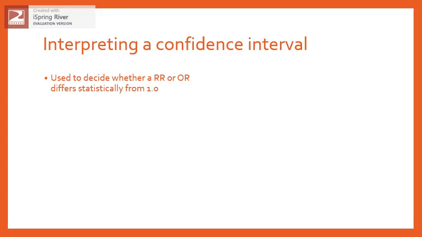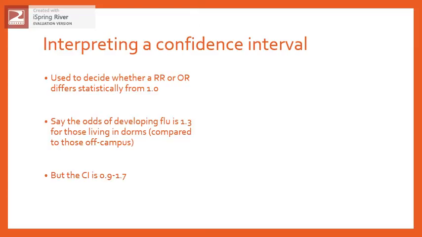A confidence interval tells us if a relative risk or an odds ratio is statistically different from 1.0. So we know 1.0 means no additional risk. Does 1.01, is there really additional risk? Sometimes even higher numbers, especially if you have a really small sample, maybe you studied 10 people. The confidence interval helps us know if that odds or relative risk really means something.